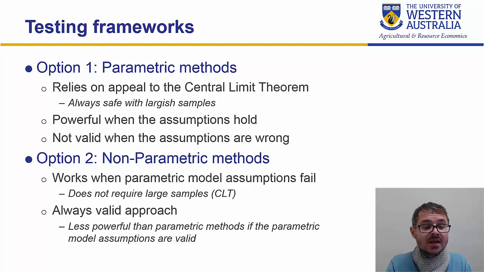Non-parametric methods work when the assumptions that we need don't work. And really this tends to be when we can't appeal to the central limit theorem, which means that we have a relatively small sample. There are other occasions when non-parametric methods might be valid, but generally these are the types of cases. So we have a very small sample and we have a clear understanding of something about the shape of that very small sample.